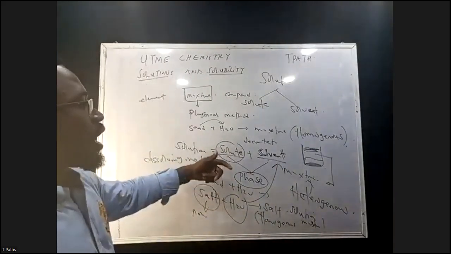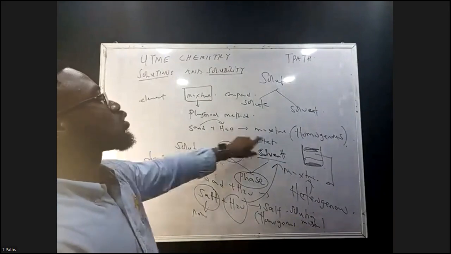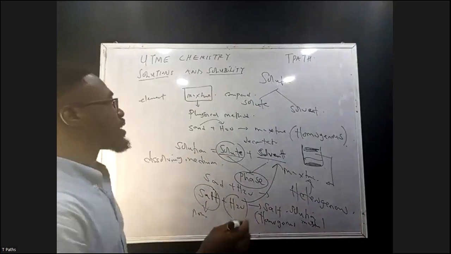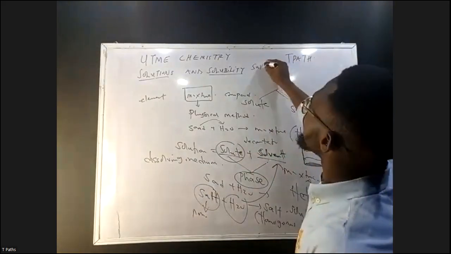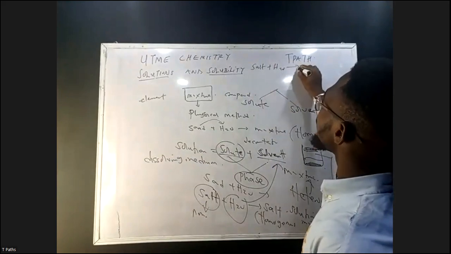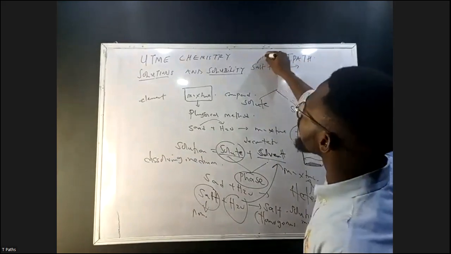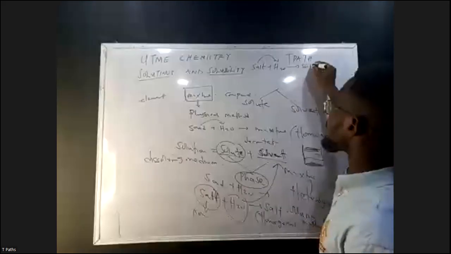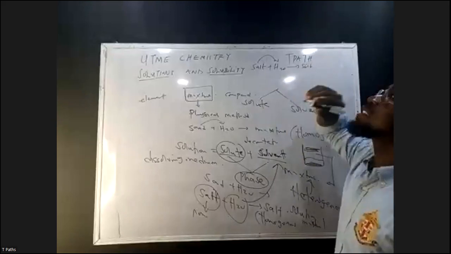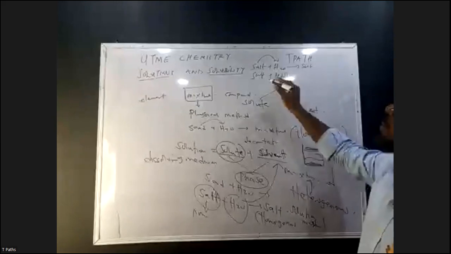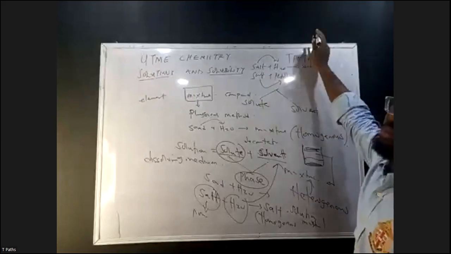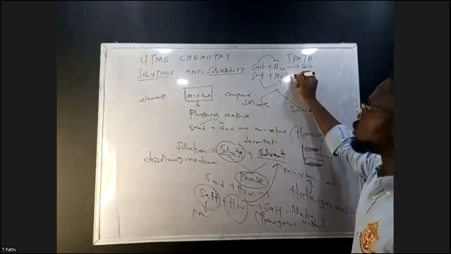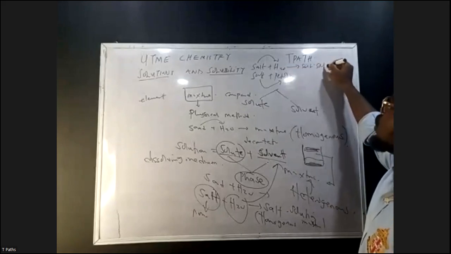Now let's continue. The extent to which the solute tends to dissolve in the solvent is what is termed solubility. For instance, if you dissolve salt in water, the salt is going to dissolve to give you a salt solution. But let's assume you want to dissolve salt in petrol. You can go and try this experiment: salt is not going to dissolve in petrol. We are going to look at why salt cannot dissolve in petrol.